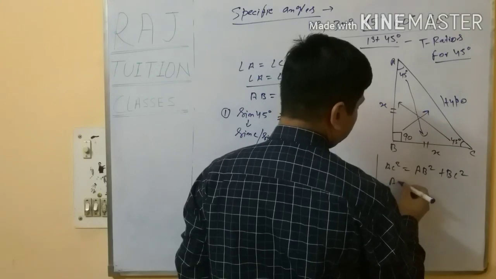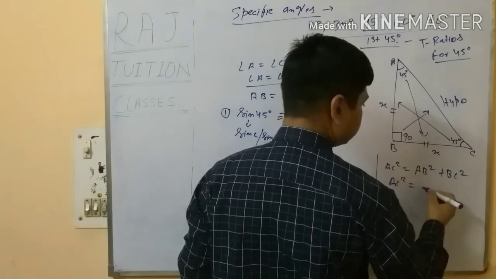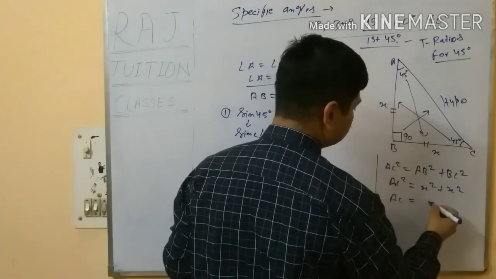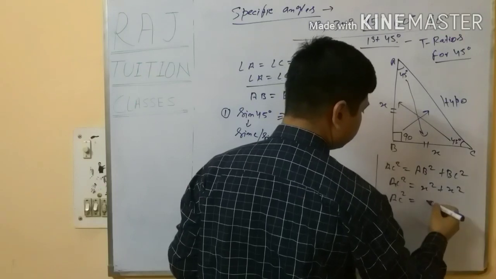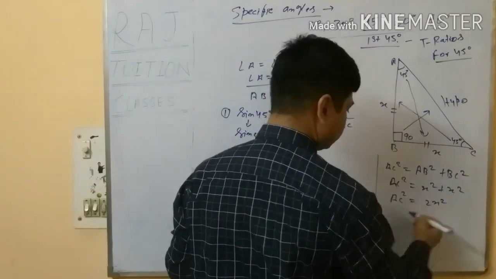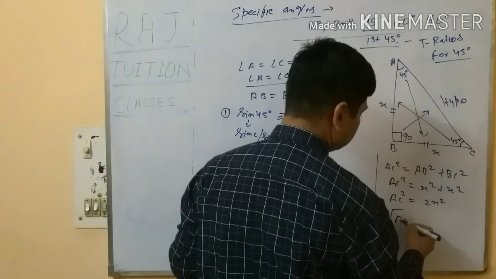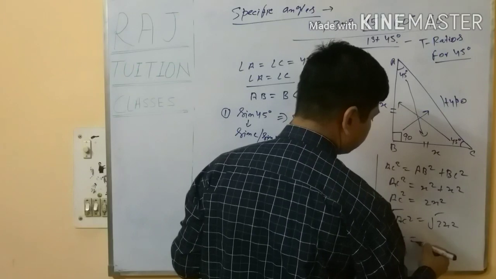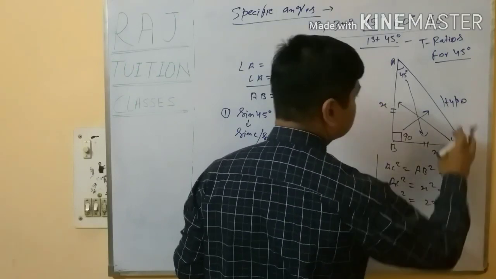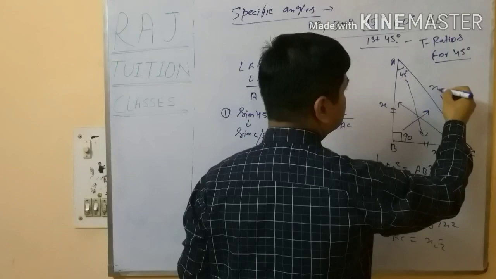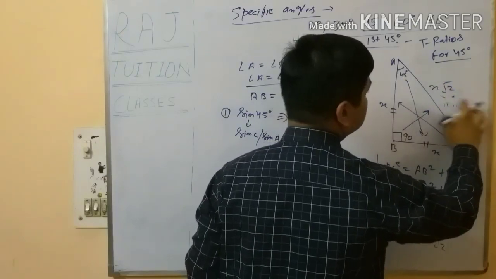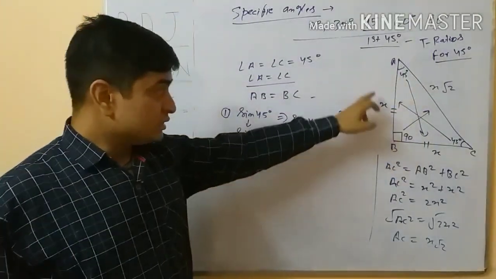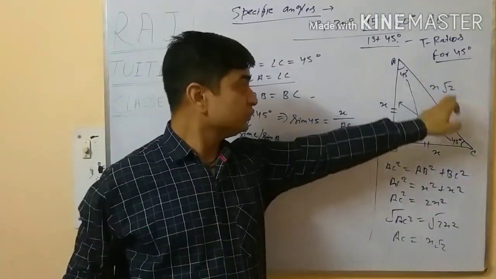Okay, so AC square is x square plus x square. AC square equals 2x square, and taking the square root on both sides, AC becomes x root 2. So the value of AC is x root 2. This is the hypotenuse. I'm just going to erase it. Now I have all three sides: x, x, x root 2.